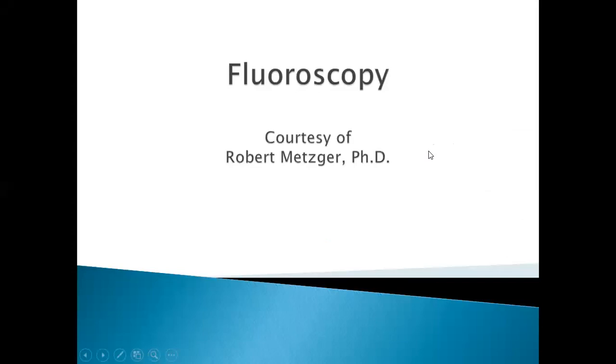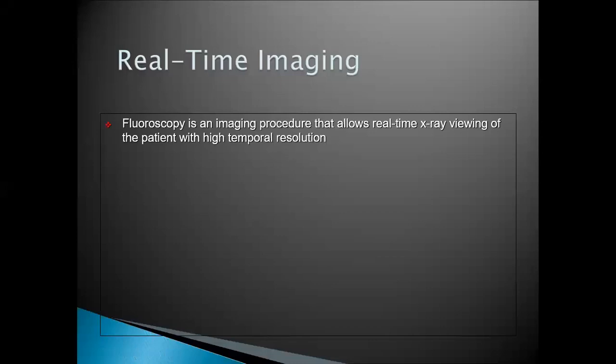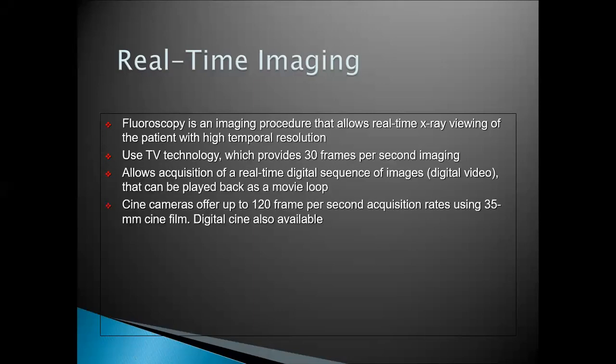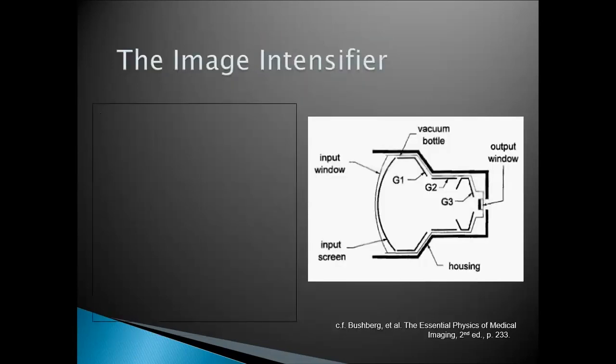The fluoroscopy, we said it is a real-time imaging of the patient, of the human body, with high temporal resolution. It uses TV technology, which provides 30 frames per second, but because of interlacing, we now have 60 frames per second, so that the eyes wouldn't perceive a flicker.